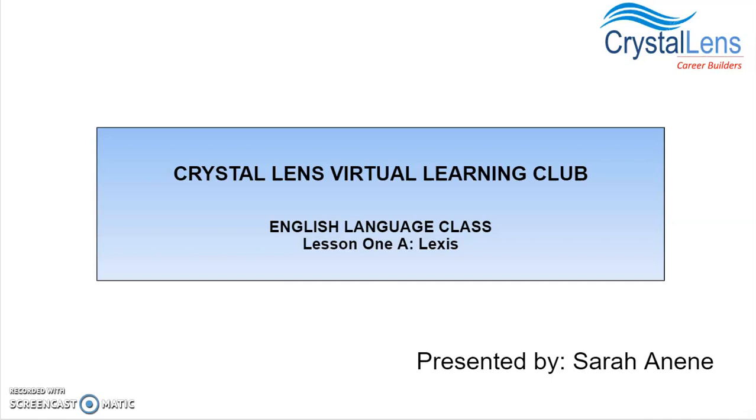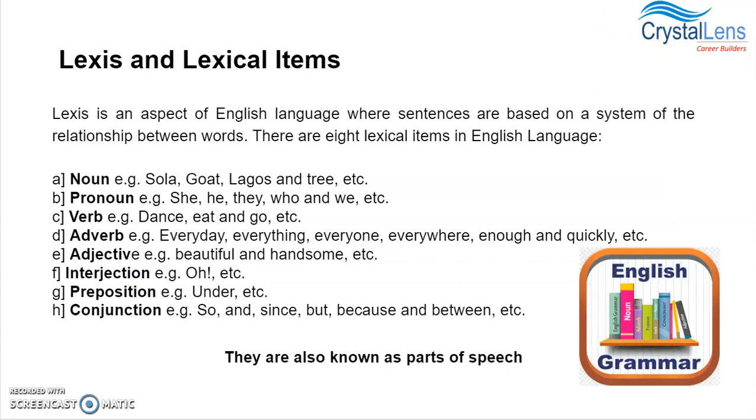Our lesson for today is Lexis. This is a very important part of any English language examination that is written in Nigeria. What is Lexis? This is an aspect of English language that focuses on the relationship between words. There are 8 different lexical items in English. They are known as parts of speech.